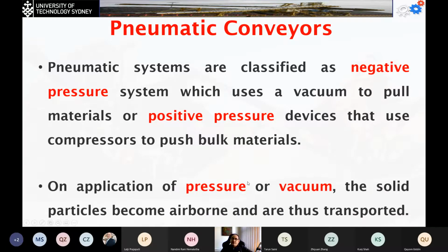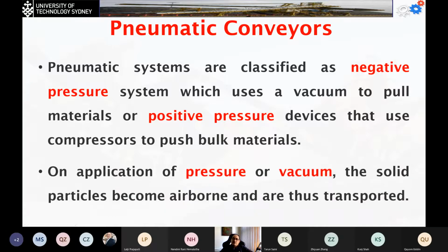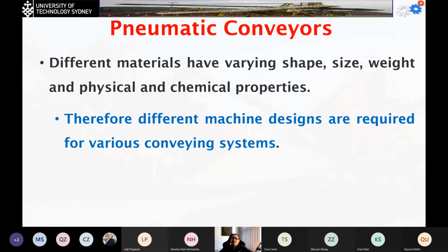Okay, so on application of the pressure or the vacuum, the solid particles will become airborne, and thus they are going to be transported along the pipes. Different materials have different shapes, of course, sizes, weight, and physical and chemical properties. Therefore, different machine designs are going to be required for various conveying systems.